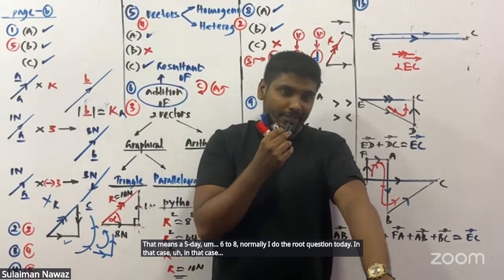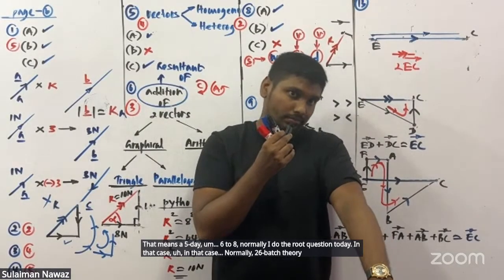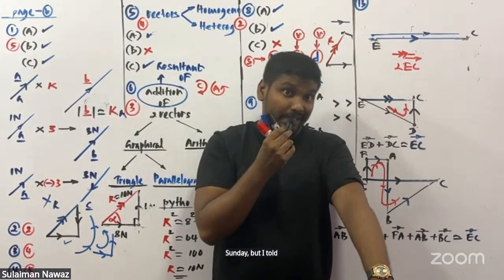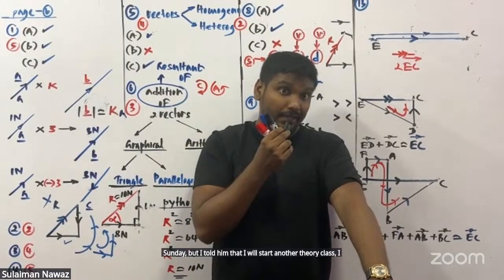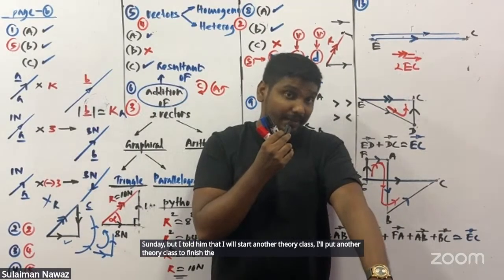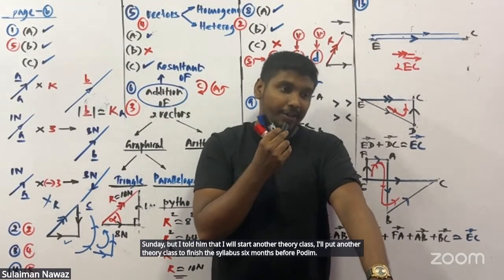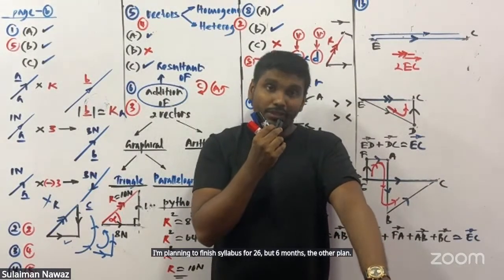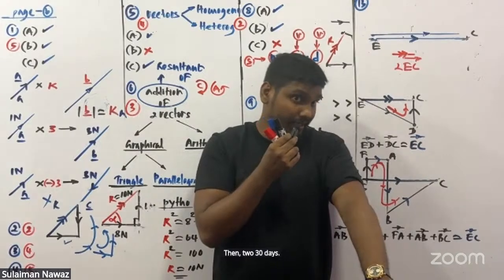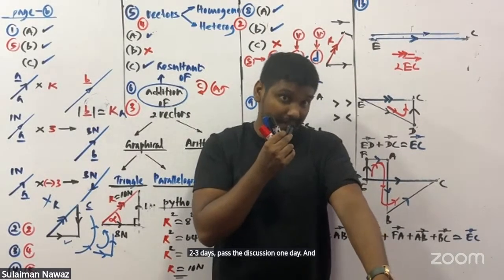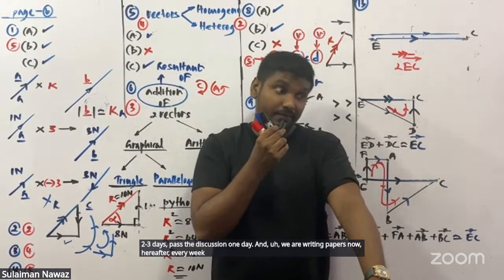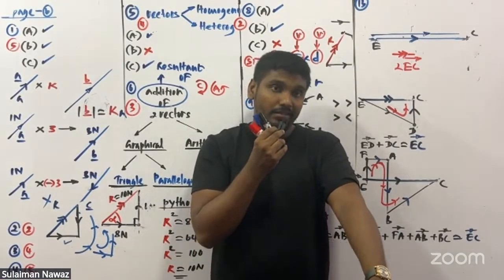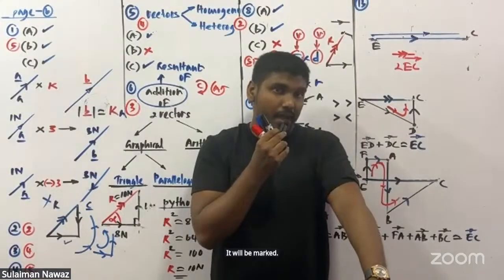Normally the 26 batch theory class is on Sunday, but I told them that I will put another theory class to finish the syllabus 6 months before. I'm planning to finish the syllabus for the 26 batch 6 months early. That's the plan. Then 2 theory days, 1 paper discussion day, and we are writing papers every week for the 26 batch. Every week it will be marked. For your batch also, that's going to happen very soon.